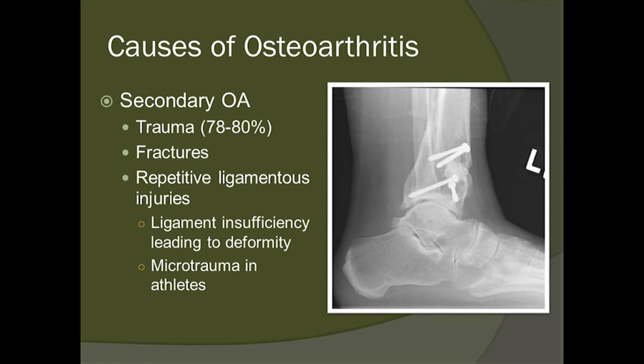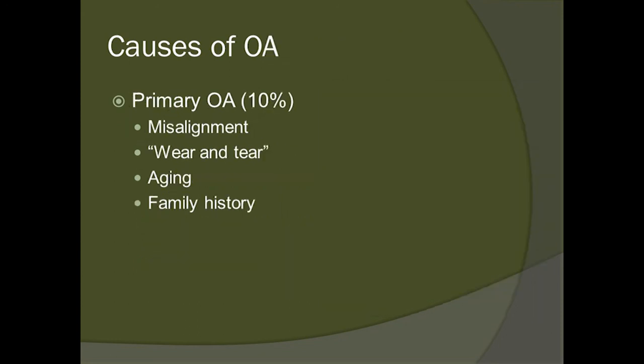Causes of arthritis, secondary osteoarthritis. So when ICD-10 came out, the arthritis is separated into primary and secondary, and I always wondered what the heck is secondary arthritis. Secondary arthritis is trauma, 80% of the time, fractures, repetitive injuries, ligamentous injuries, people with Ehlers-Danlos, people with lateral ankle instability that their ankle joint is functioning off kilter, microtrauma in athletes, osteochondral defects that propagate, things like that. Whereas primary osteoarthritis makes up 10% of the arthritis in the ankle: misalignment, wear and tear, aging, family history. So lo and behold, when you choose your ankle arthritis codes, there's post-traumatic osteoarthritis, secondary osteoarthritis, and primary osteoarthritis.